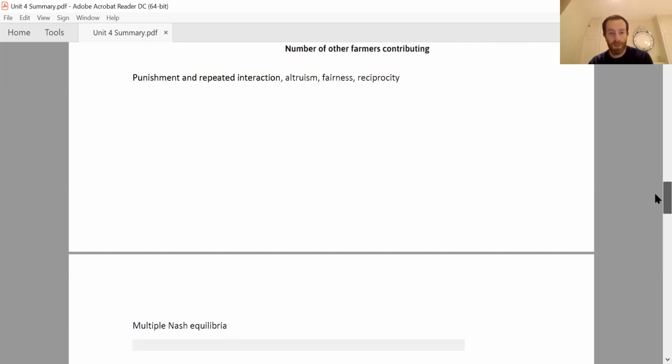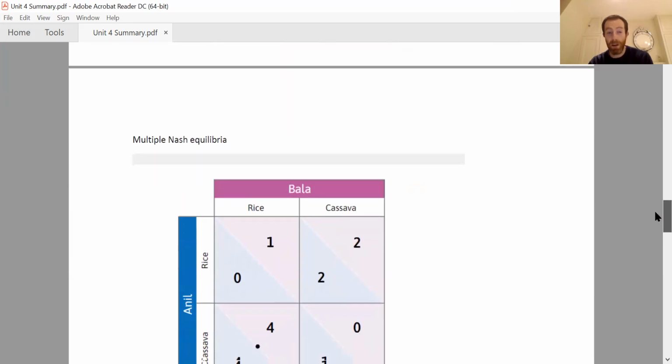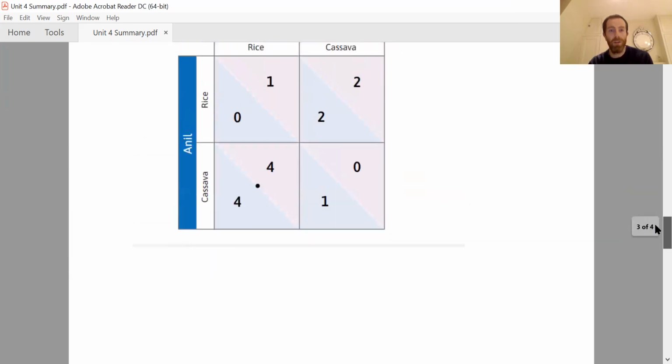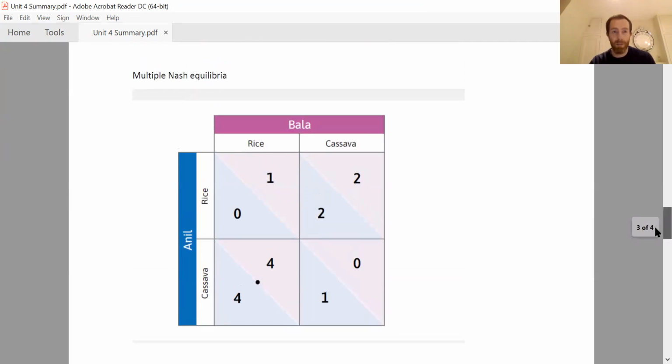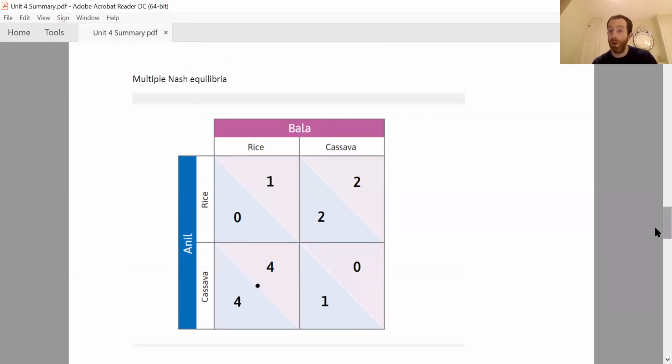Okay, so the final thing I wanted to talk about, in terms of simultaneous games, is the possibility of multiple Nash equilibria, right? So far, we've only seen games where there's only one Nash equilibrium. This setup here, compared to when we looked at this game before, where they've got choices between rice and cassava, is that now the payoffs have changed a little bit.